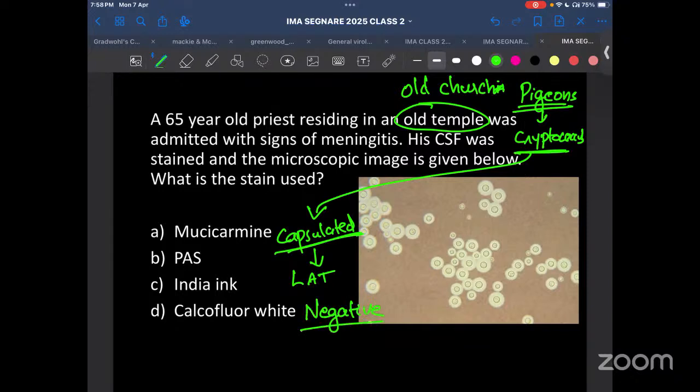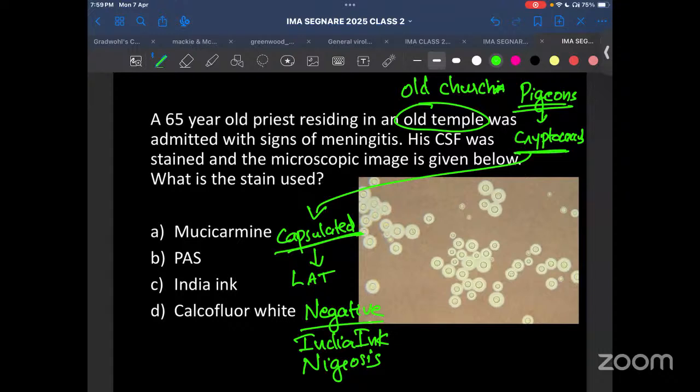And what are the examples for negative staining? India ink staining. This is a black colored dye. Then nigrosin. Again, a black colored dye. So these are negative staining. So this picture is actually negative staining.